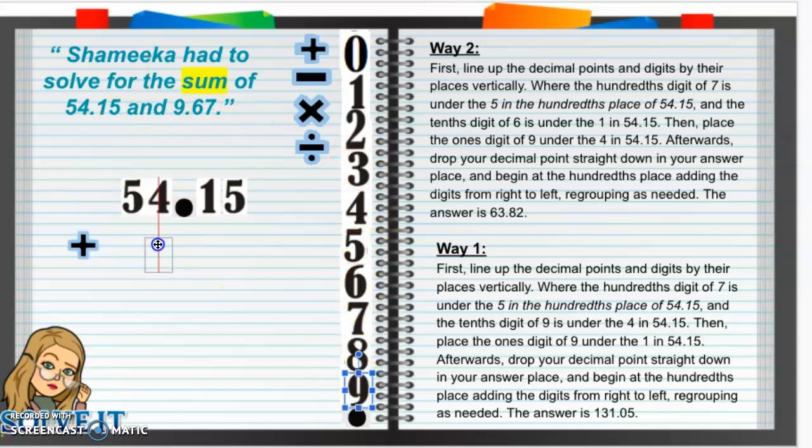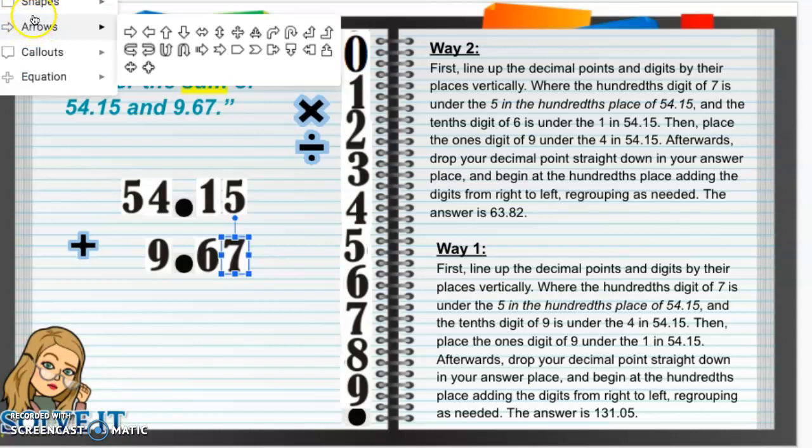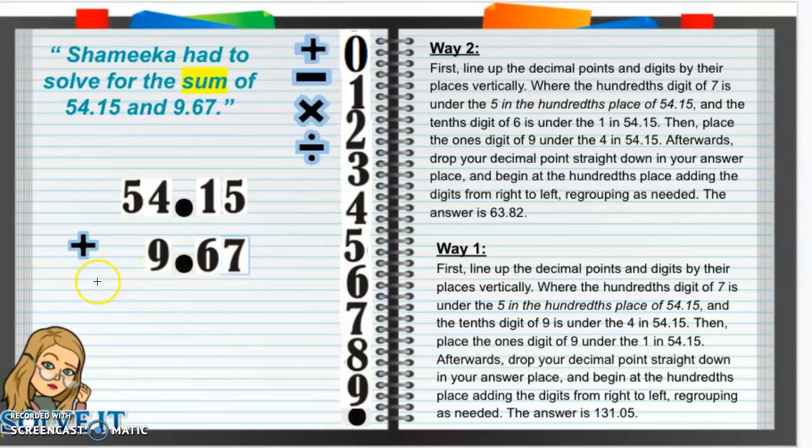So 9. Ooh, make sure we're lining up our decimal points. Just like we said before, that 9 cannot go under the 5 because it's in the ones place. That 4 is in the ones place, so it needs to go under the 4 in the ones place. Same with our decimal. Line them up. And then we have 6700ths. And I'm going to draw our little bar here. There we go.